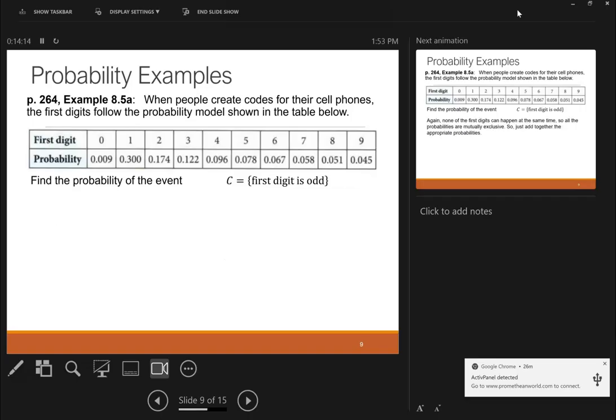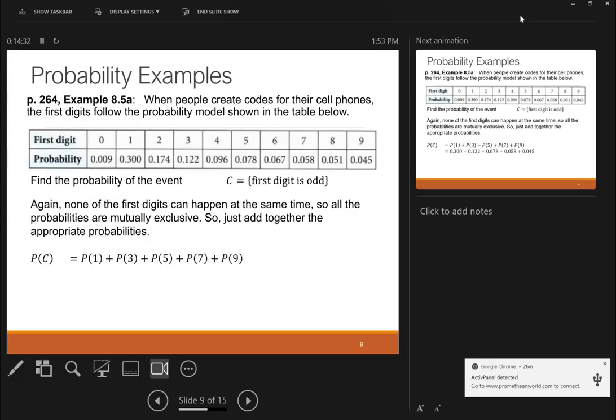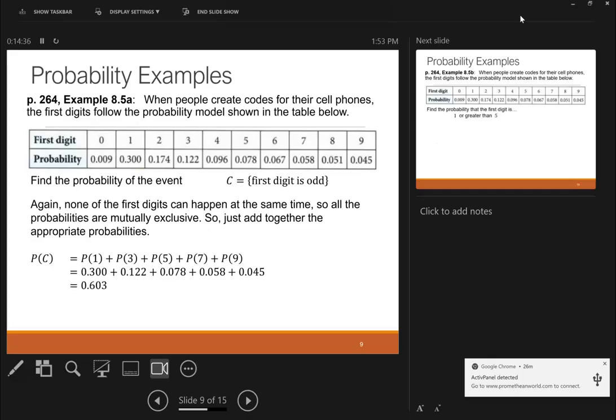All right. Find the probability that the first digit is odd. Okay, which ones? 1, 3, 5, 7, 9. Yes, just add them up. Just the odds, though, right? Evens aren't included, right, Emerson? Yeah, you knew that, right?